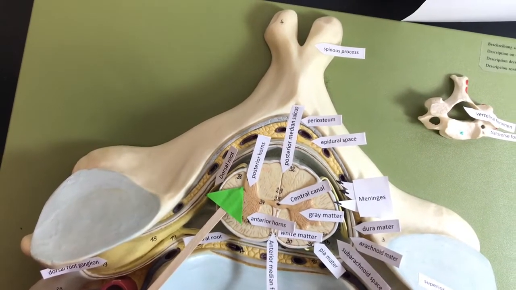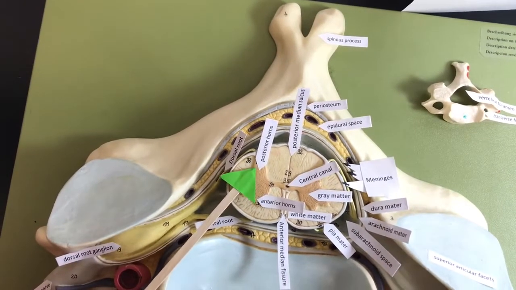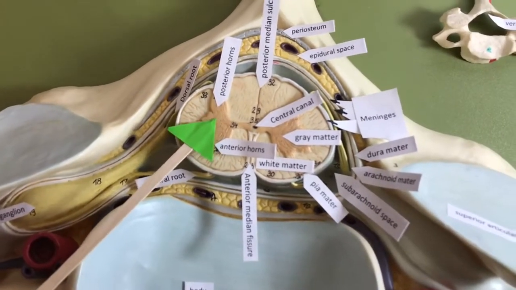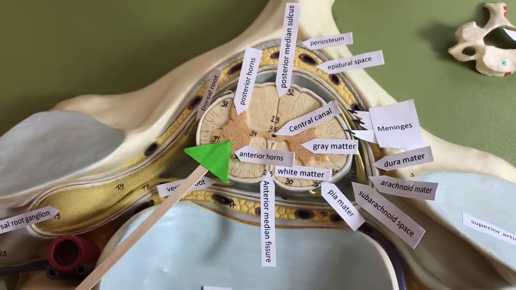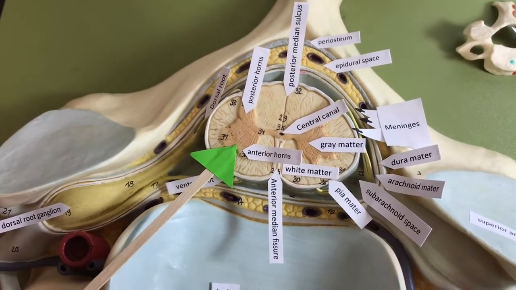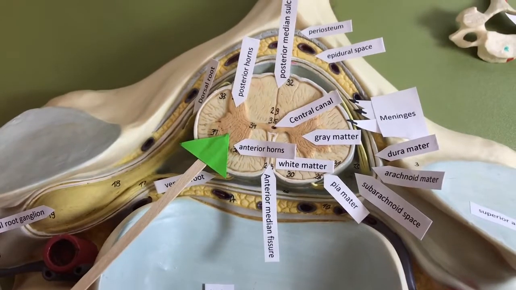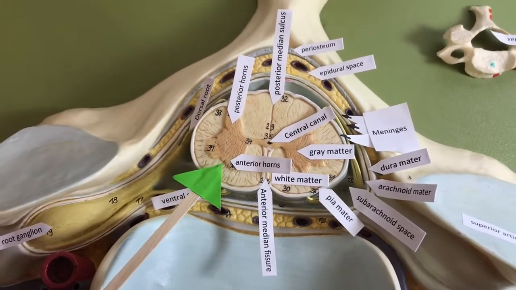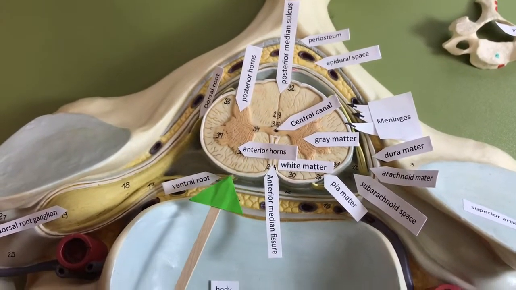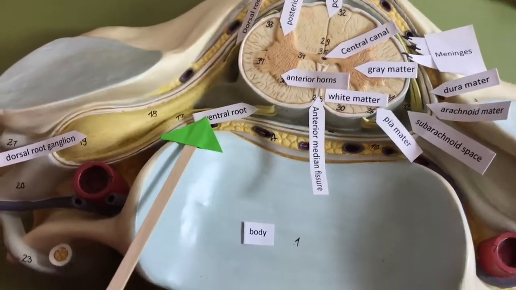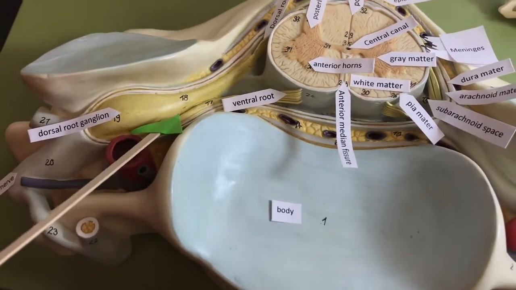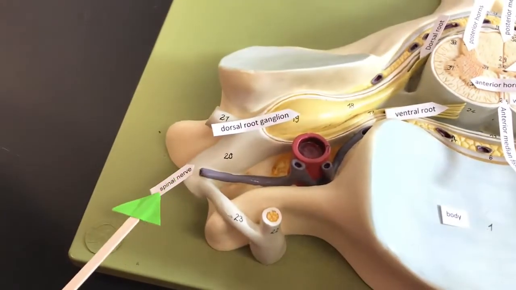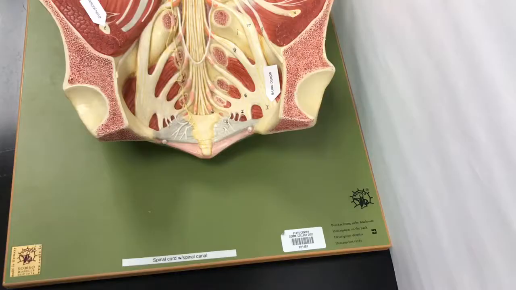The posterior horn is going to house the sensory neurons and the cell bodies of the interneurons. The interneurons are going to synapse with the motor neuron. The anterior horn is going to house the cell bodies of the somatic motor neurons, which will innervate the skeletal muscles. The axon of the motor neuron is going to leave the spinal cord through the ventral root. And the axons are going to enter the mixed spinal nerve and then take the signal to an effector.